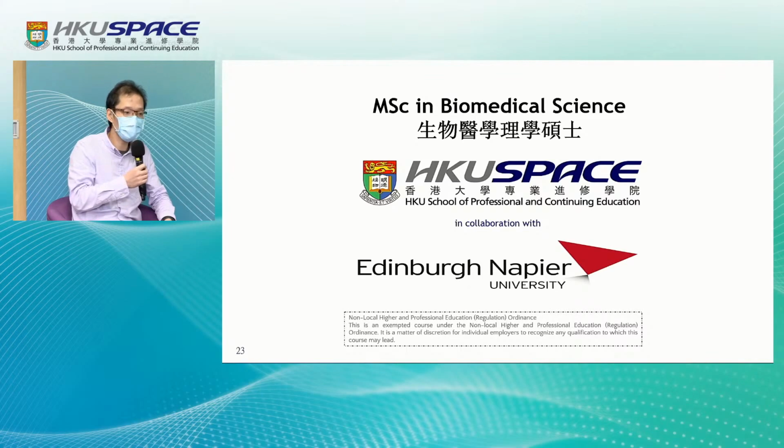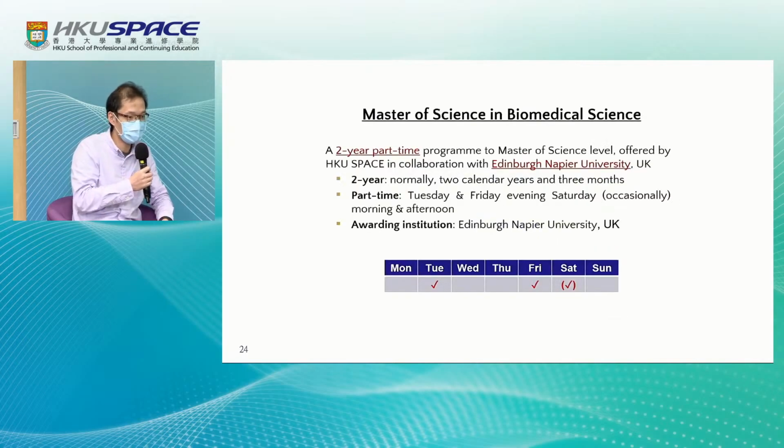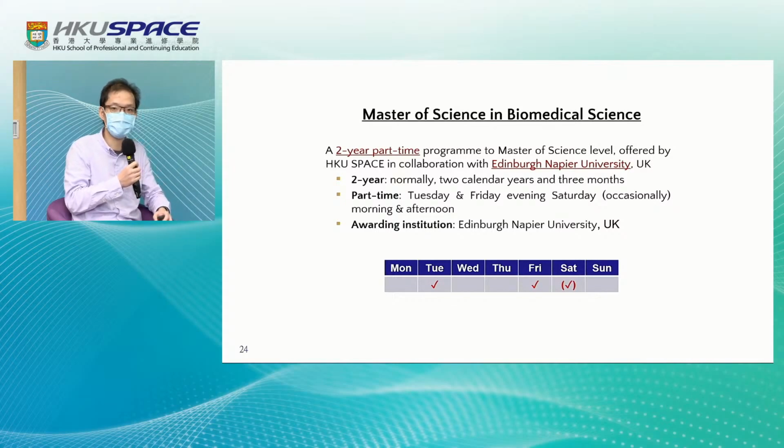So maybe you have heard about this university. Edinburgh Napier University is a university in Scotland, UK. It's a good university. We have been setting up the collaboration with them and offering different courses for many years since the 1990s. Yeah, so coming back to this Master of Science in Biomedical Science program, again, this is similar to our previous program. It's a 2-year program offered in part-time mode at master level.